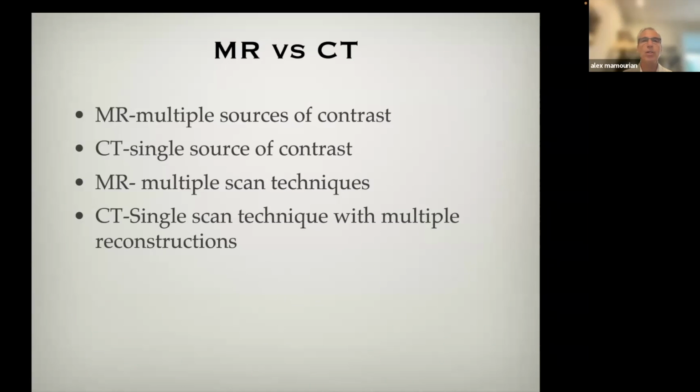The way we read MR imaging is we look at multiple scan techniques. If I see something and I'm not sure it's abnormal on the T1 weighted imaging, then I'm going to go to the FLAIR imaging or the diffusion imaging. Whereas on CT imaging, we have a single technique, but we can display it in multiple ways. I can change the slice thickness, I can change the filtering, and I can change window and level.